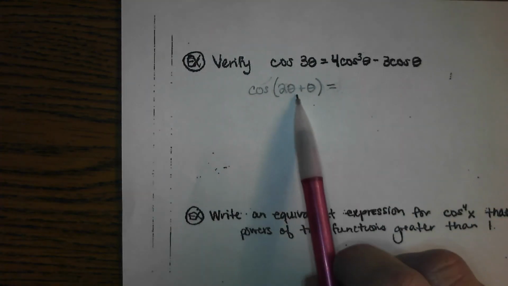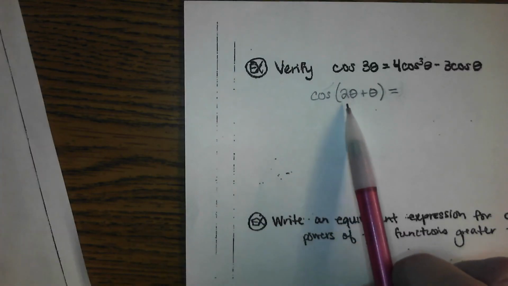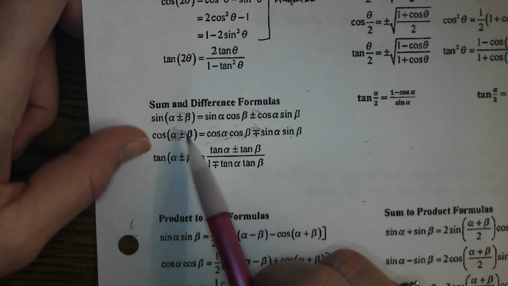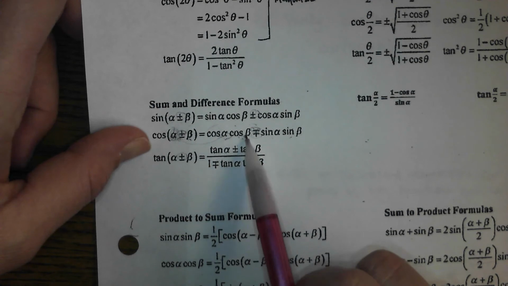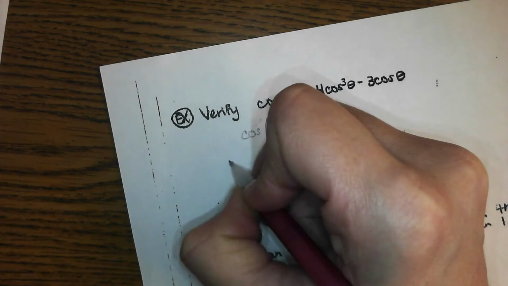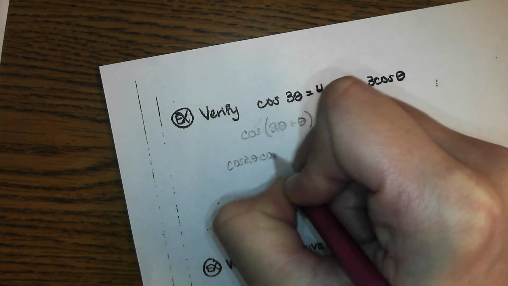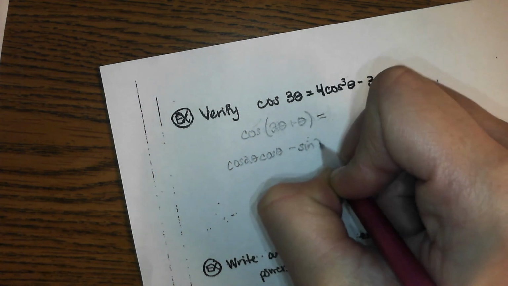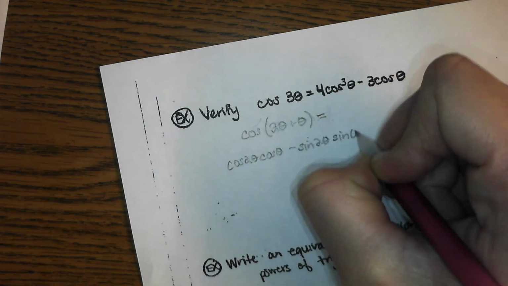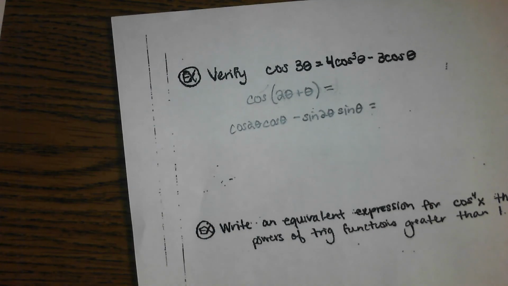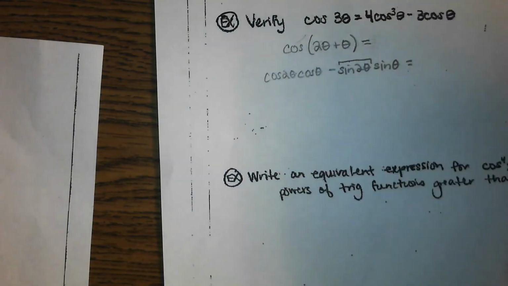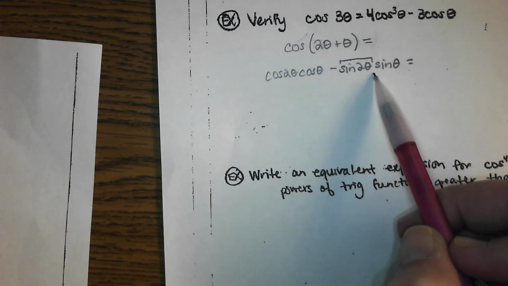But this one will allow us to use the cosine sum formula. Cosine of something plus something. So that'll be cosine cosine minus sine sine. So cosine 2 theta cosine theta minus the sine of 2 theta sine theta. Then within those, you have your double angle formulas. Yes? Okay.